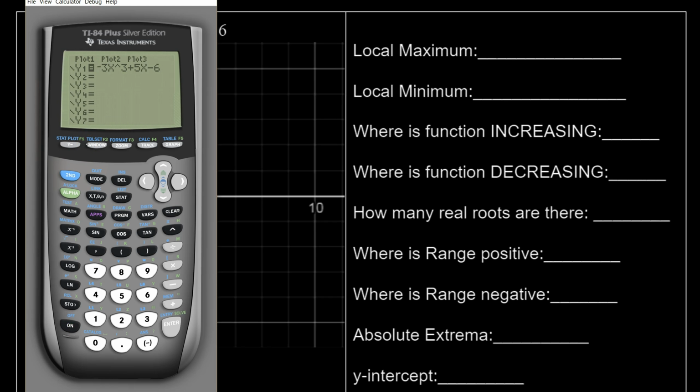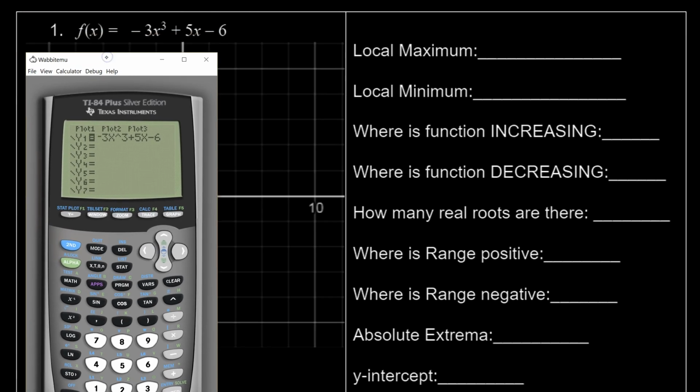So you go to y equals and, oh, I'm so sorry, it would help if I didn't block it. You're going to plug in negative 3x raised to the third power plus 5x minus 6. And then you're going to graph it. Now looking at this, does it have a local minimum? Yeah. Does it have a local maximum? Yes, right? The local minimum is right here, and the local maximum is right here.